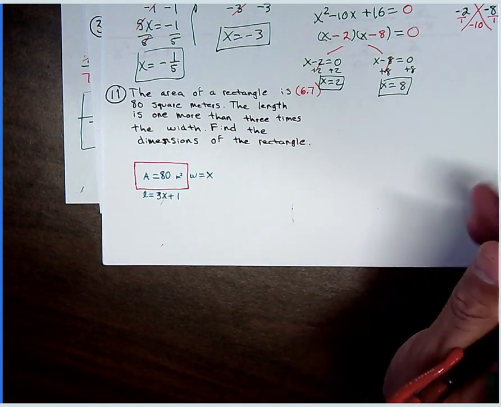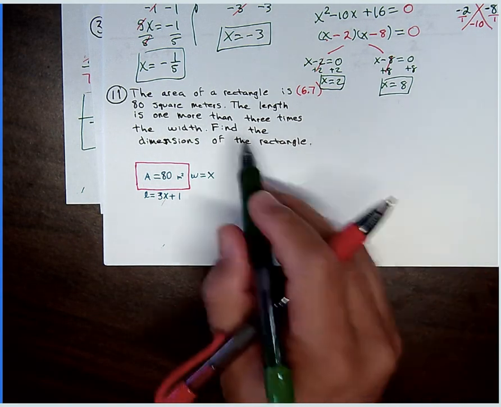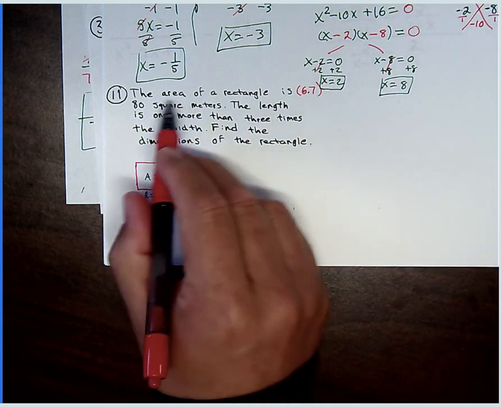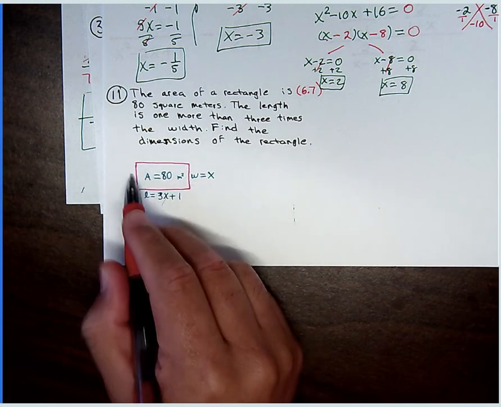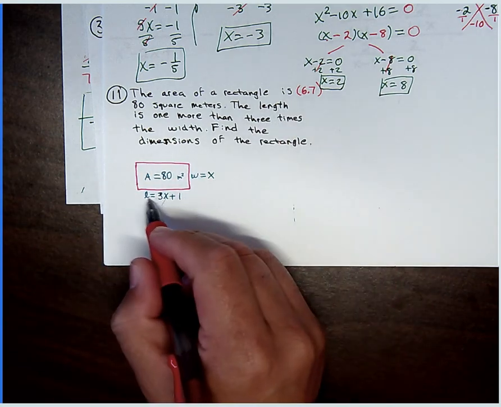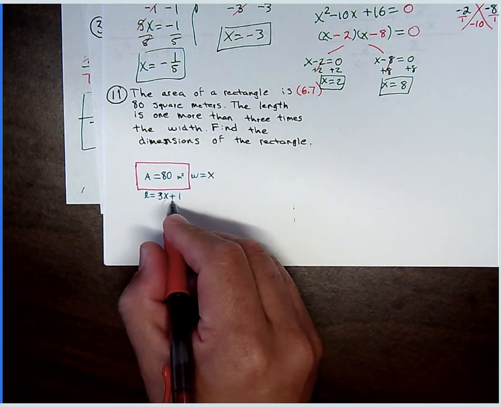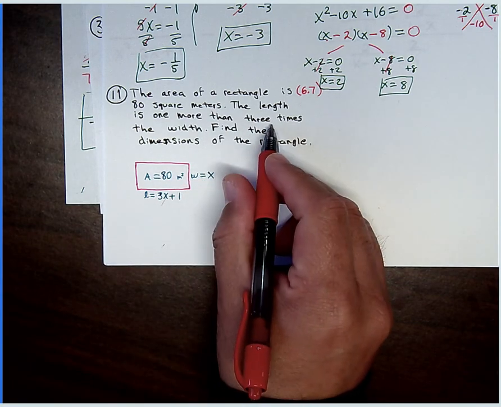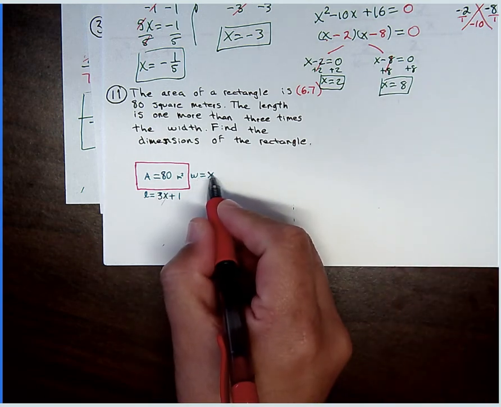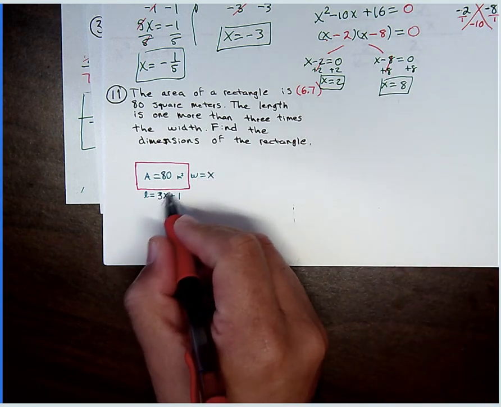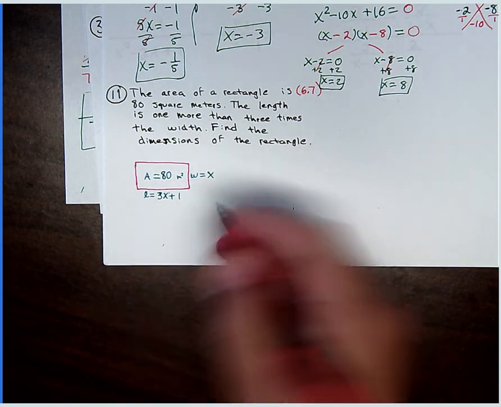Okay, 11. The area of a rectangle is 80 square meters. The length of it is one more than 3 times the width. So you have a rectangle, they're telling you the area is 80 square meters, so that's why I have it here, 80 square meters, the area. And then the length, which is the longer side, is 1 more, so 1 more means plus 1. Then 3 times the width. We don't know what the width is either, so I'm going to name the width x. And the length is going to be 3x plus 1. So x means the width. And the length is 3 times the x plus 1.